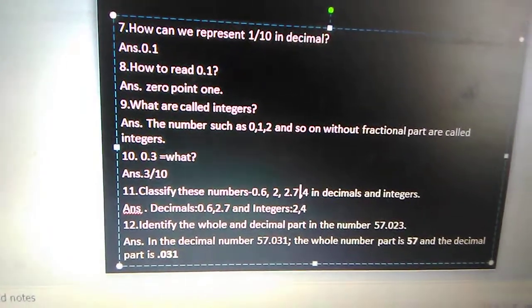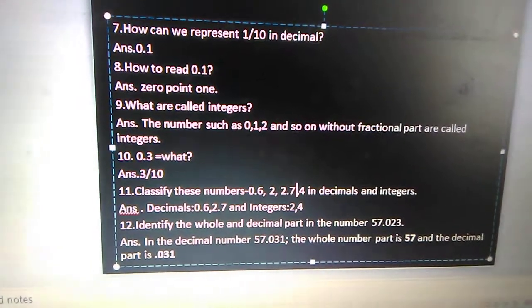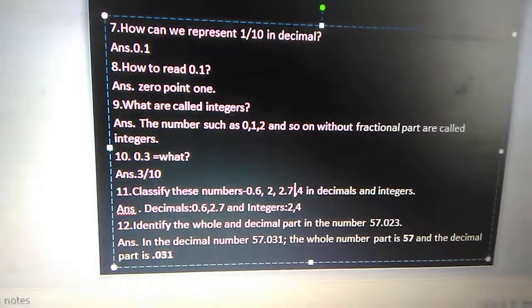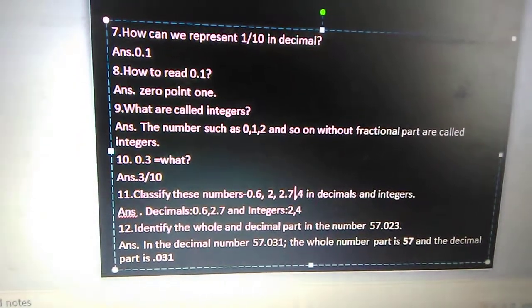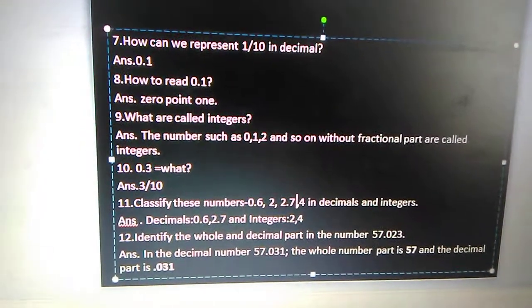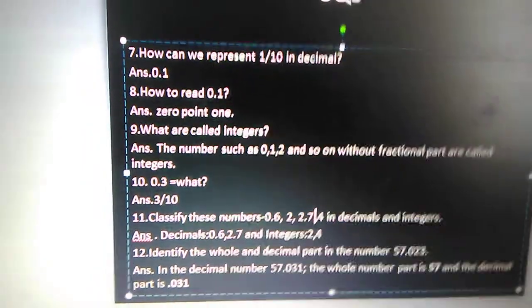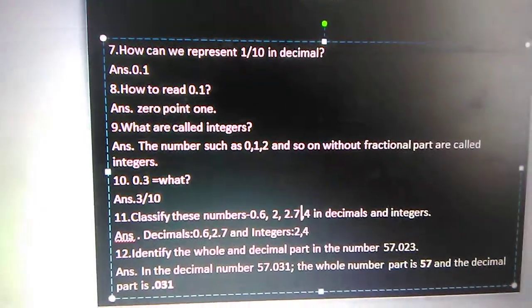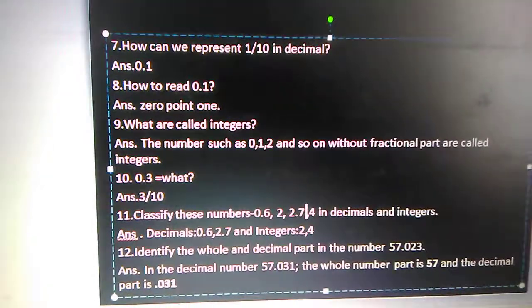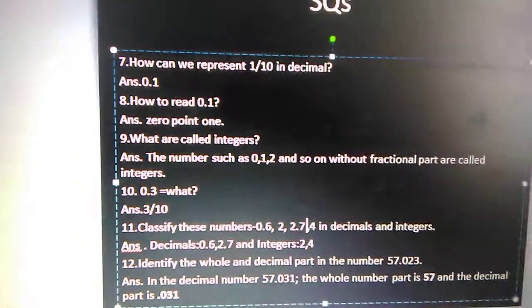Identify the whole and decimal part in the number 57.031. So in the decimal number 57.031, the whole number part is 57 and the decimal number part is 0.031. Be careful, the decimal part must include the point.